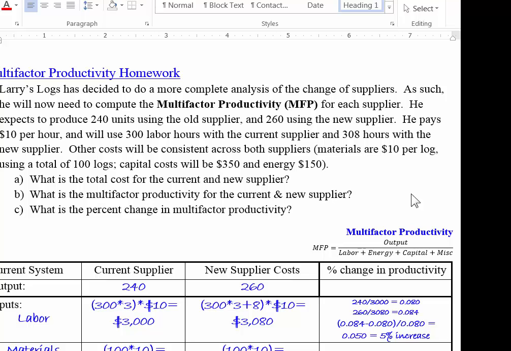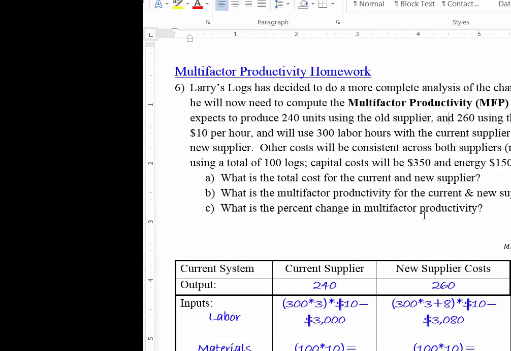So in the case of this particular problem, it's not nearly as complicated, again, to make it simpler to teach you. Other problems get a little bit more complicated. So let's just take a look at this. So what you can see is I've put in the output here 240 by the current supplier, 260 by the new supplier. Then we go down to labor.